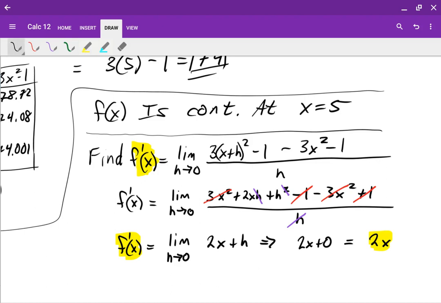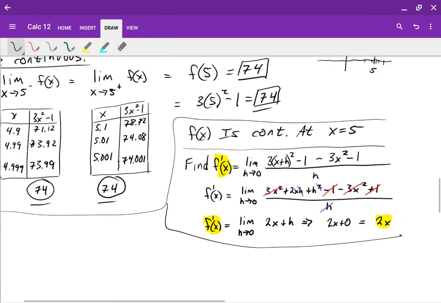Don't forget that when you finally do apply your limit here, you shouldn't write the limit as h approaches 0 again, because you've actually let h approach 0 here. And so you would actually get rid of it at that point. All right, so we've basically determined that f prime is 2x.